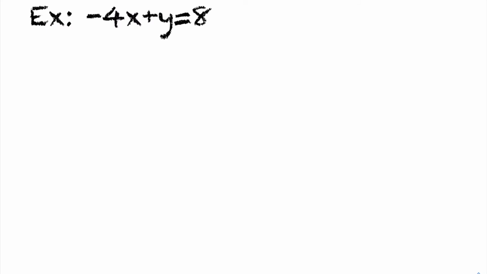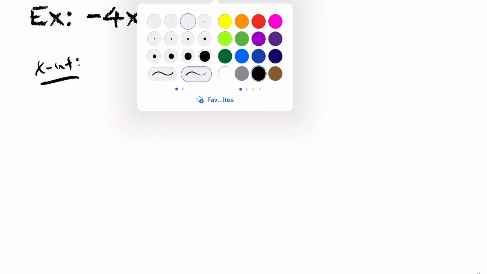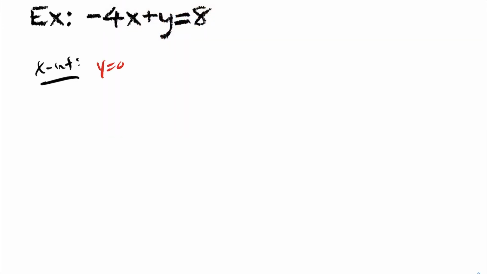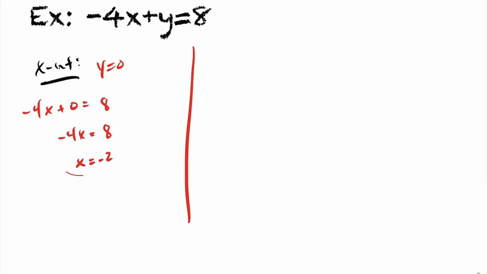So this is a linear equation in standard form. If I want to find the x-intercept of this line, well, any line that crosses the x-axis has a y value that has to be equal to 0. So everywhere I see a y, I'm going to change that to a 0. So I get negative 4x is 8, in which case x is negative 2.